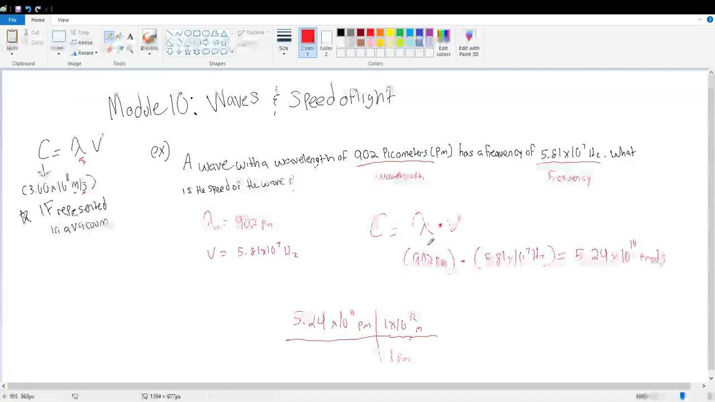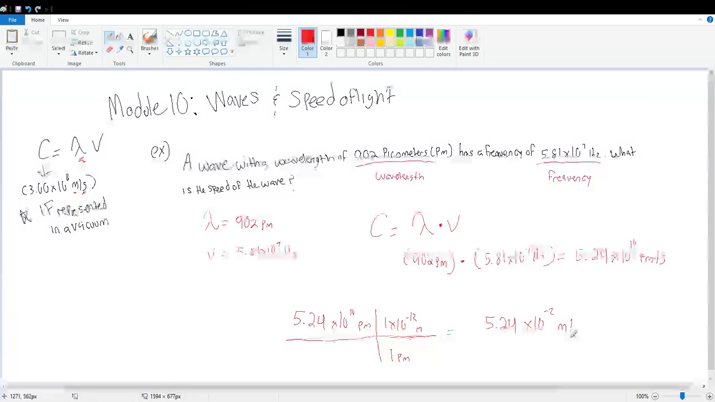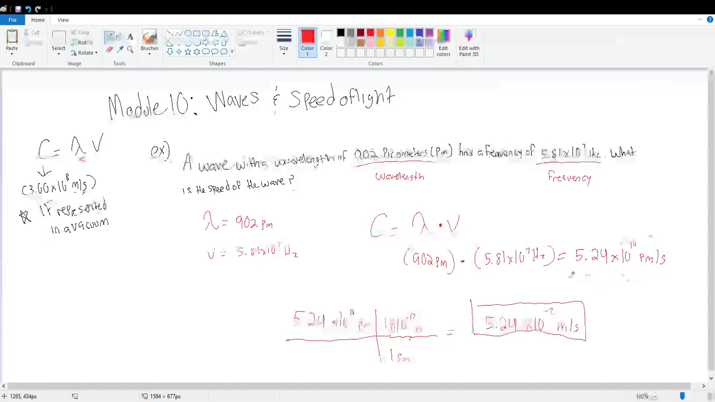But when we do this, we should get our meters, and we should end up with the answer of 5.24 times 10 to the negative 2 meters per second. So remember, you could convert your picometers to meters right away, or you could multiply, get your value, and convert to meters, whichever method you guys prefer. So in this problem, the speed of light is equal to 5.24 times 10 to the negative 2 meters per second.